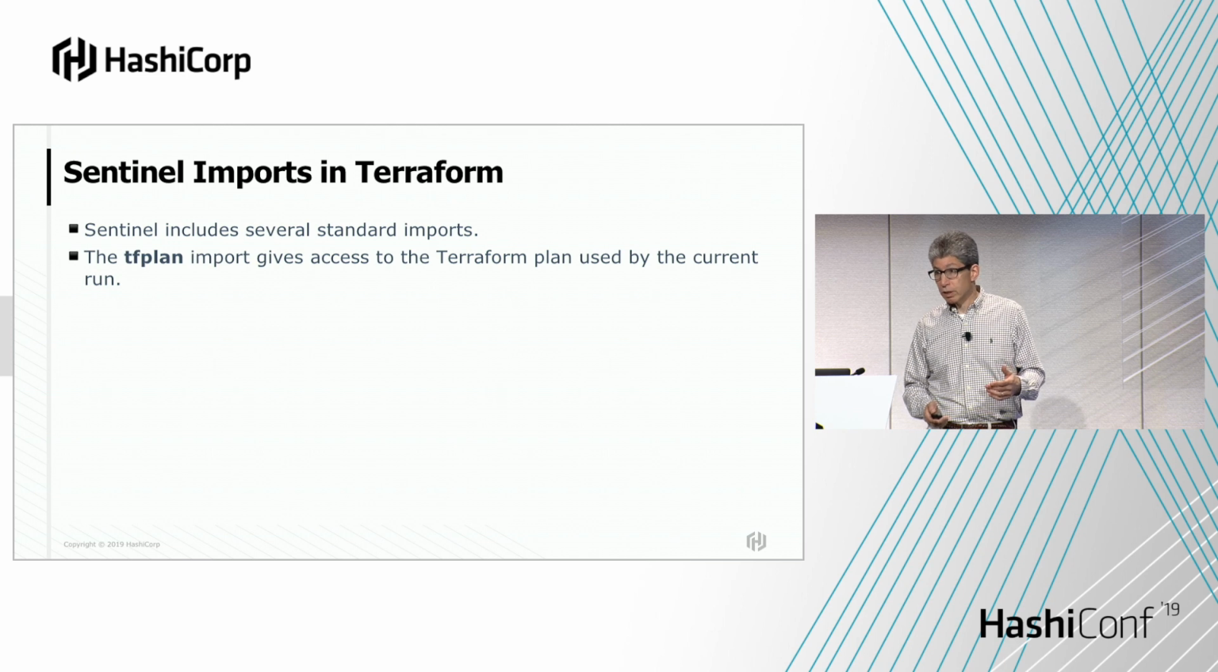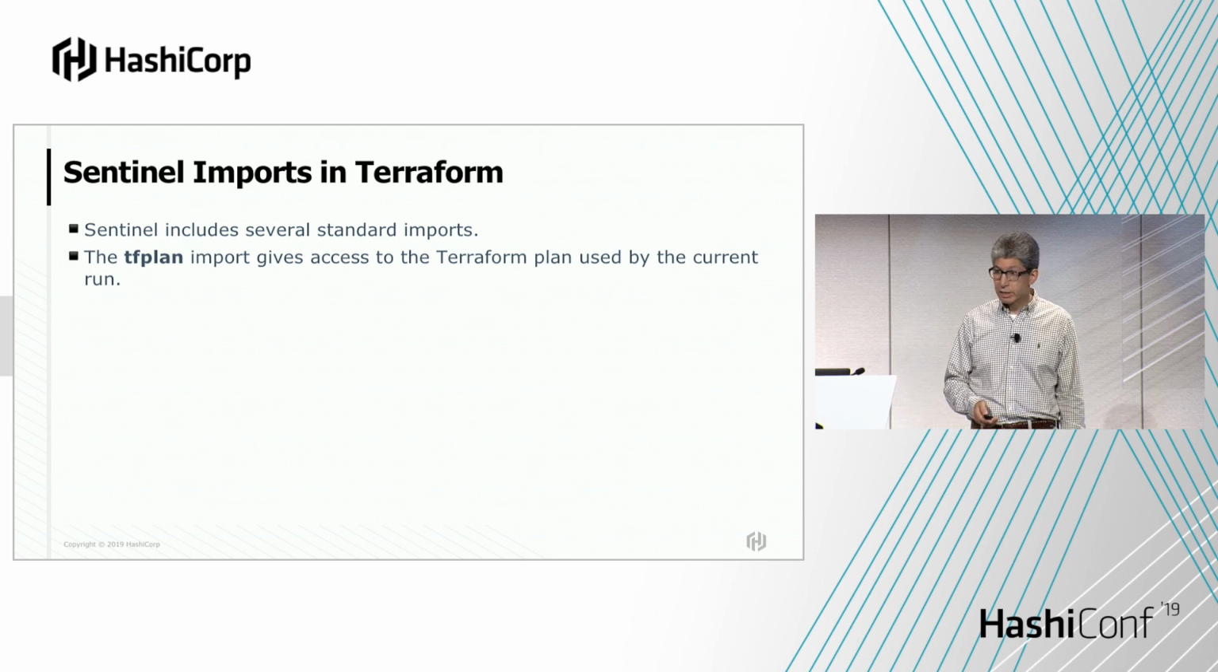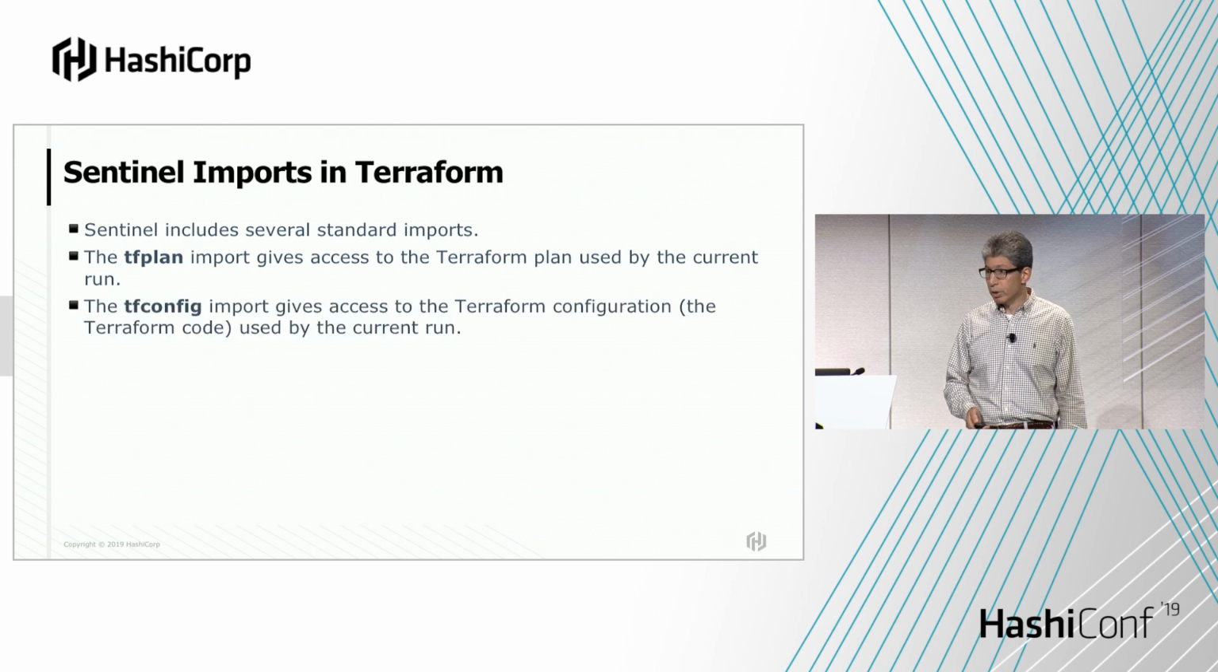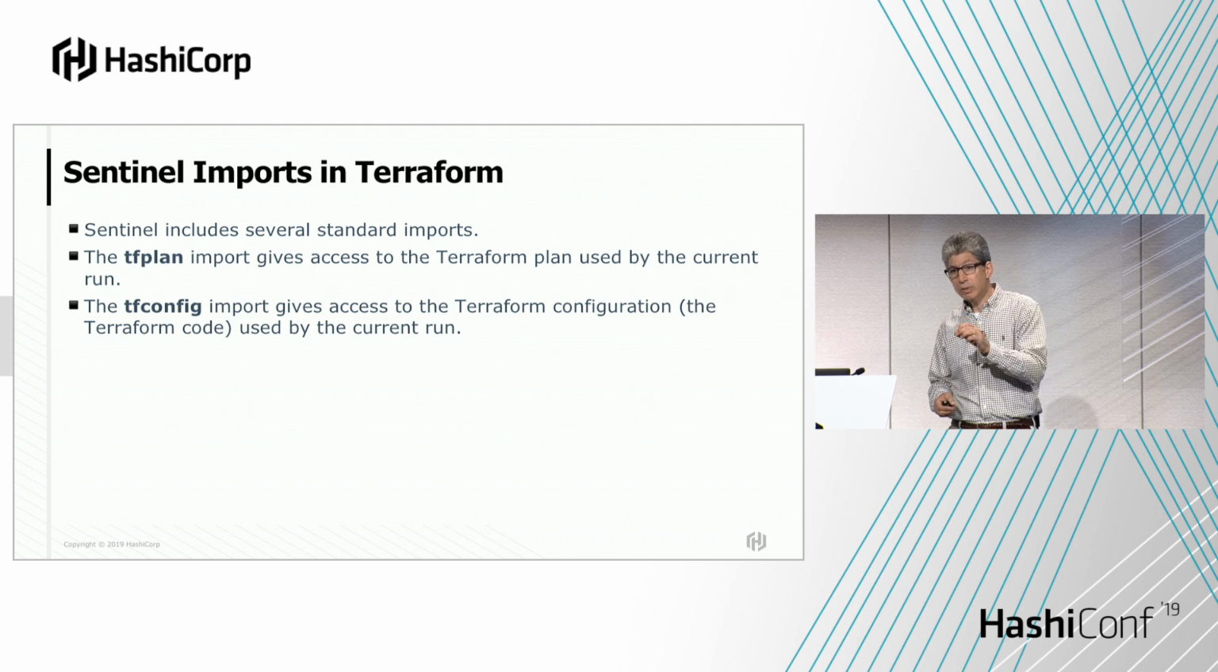Terraform adds several additional imports that are unique for Terraform. So these are Sentinel imports to be used with Terraform, and there's 4 of these currently. The TF plan import gives access to the Terraform plan used by the current run. The TF config import gives you access to the configuration, meaning the code. So the difference here is the plan is going to show you what the value of something was, whereas the configuration is going to show you what the code snippet looked like. Maybe you had a variable reference in braces, right? And so it's showing you more, hey, what did the code look like?